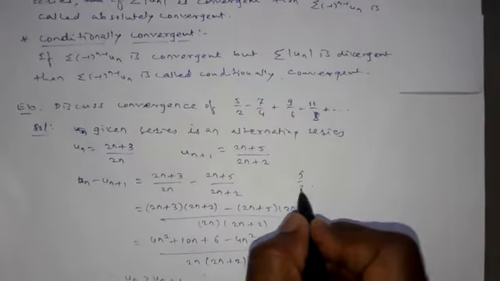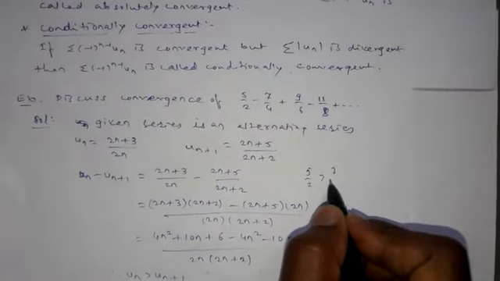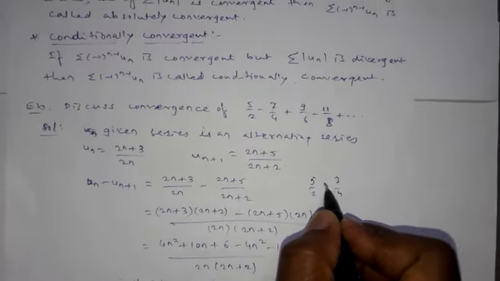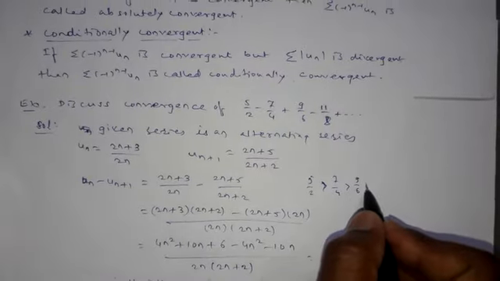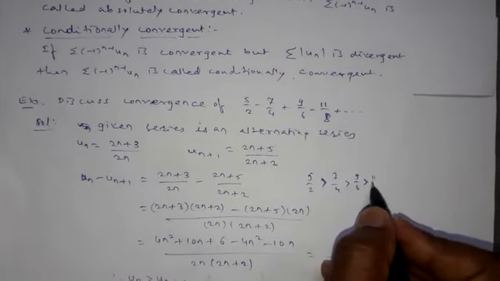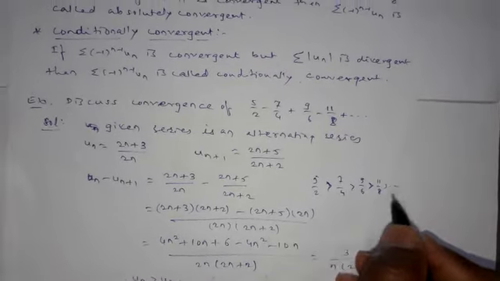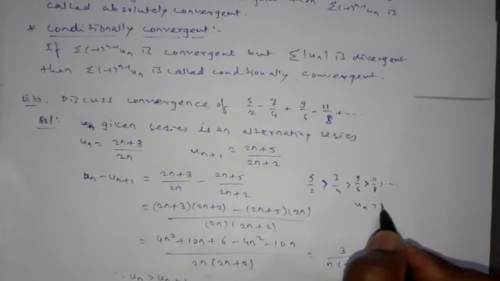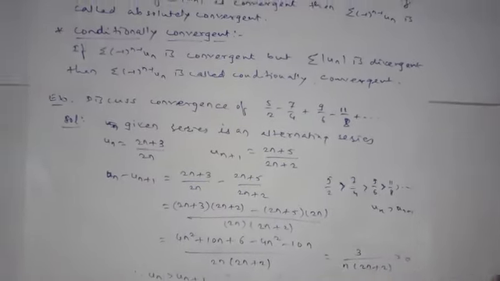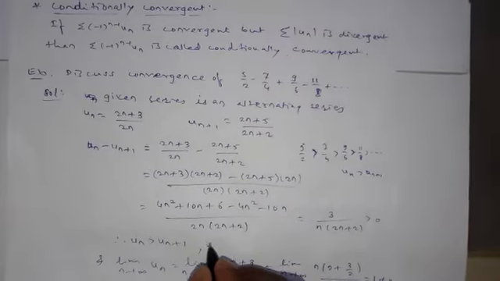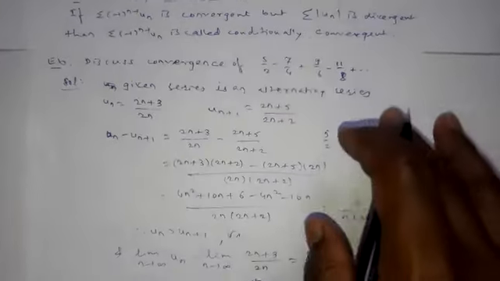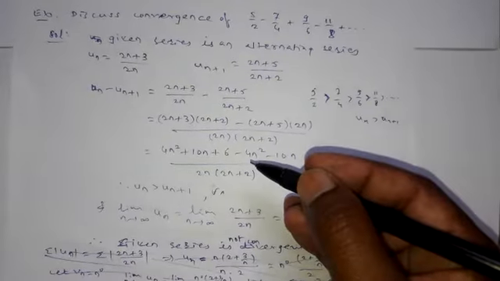Or in another way, we can see that 5/2 is greater than 7/4, which is greater than 9/6, which is greater than 11/8, and so on, un is greater than un+1. In the same way we write here un is greater than un+1 for all n. Right? So the first condition is satisfied.